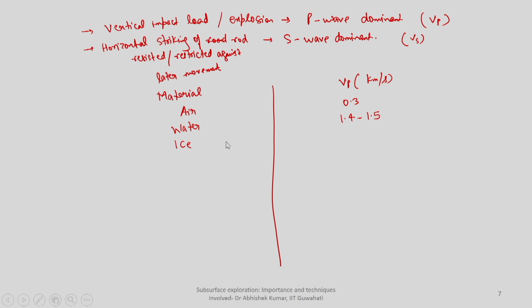Similarly, ice. This is for different media, what the primary wave velocity is, which some seismic recording station will be able to detect because of any seismic activity happening in other parts. Then clay, you can have primary wave velocity from 0.5 to 2.1. Then sand, from 0.2 to 2.0. Then granite, you can have primary wave velocity as high as 4.5 to 6.0.